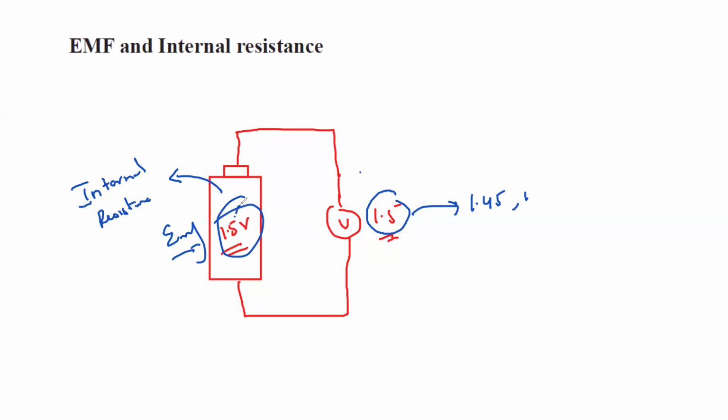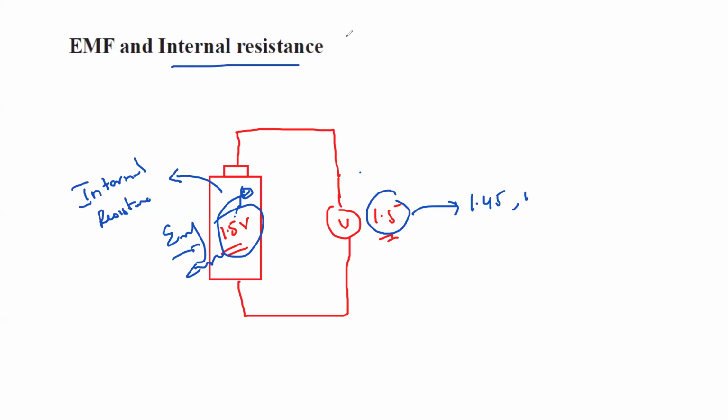Because of the internal resistance, some of the voltage is lost inside. When the charges are flowing, because the cell has its own resistance, some of the energy or voltage is dropped internally. As a result, we don't get the same value that is labeled. We always get a smaller value than what is labeled on the cell. The term internal resistance refers to the resistance of the cell or a battery.